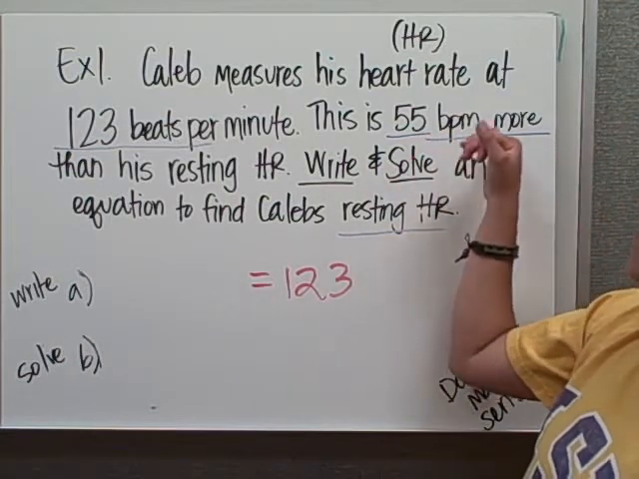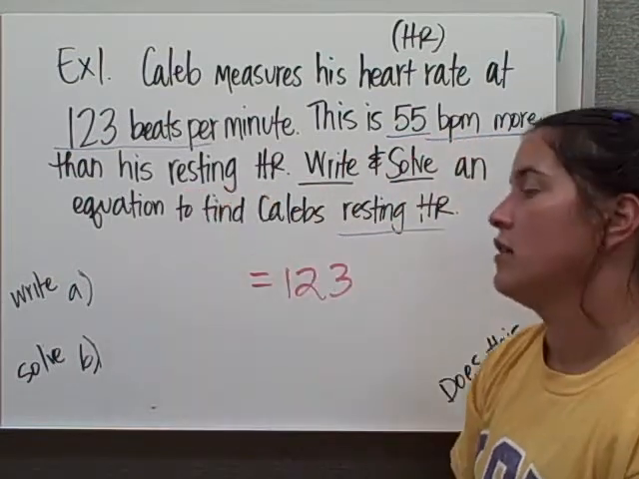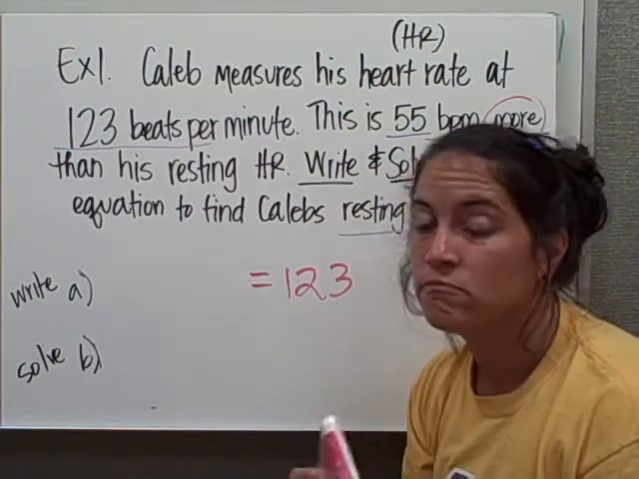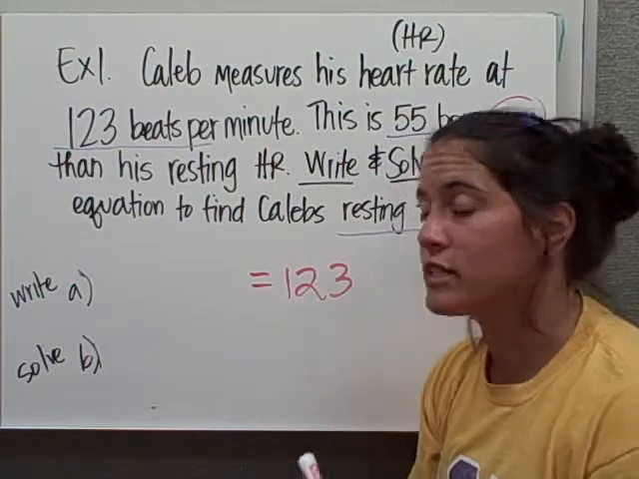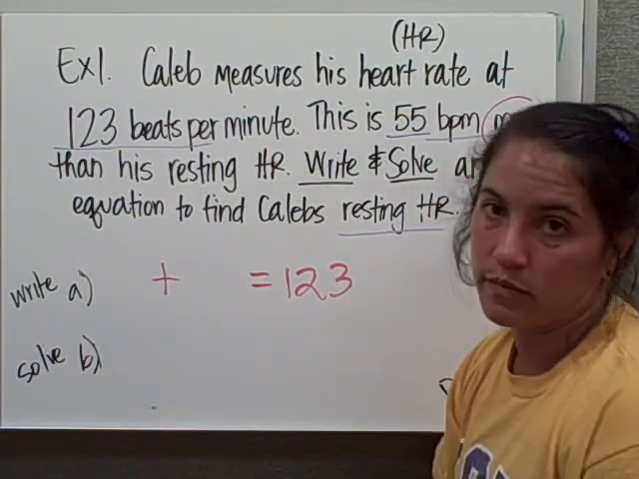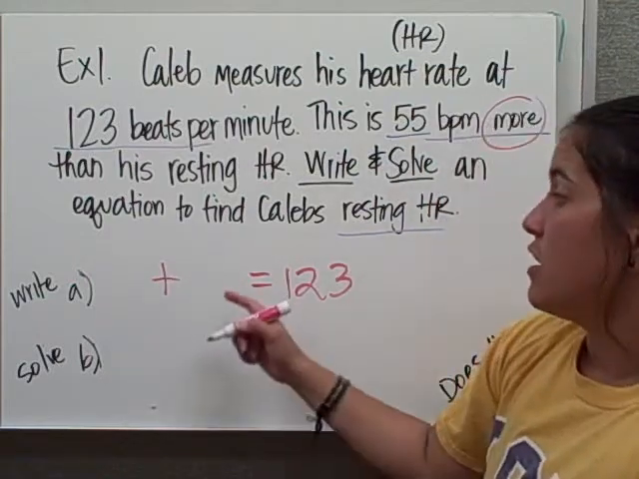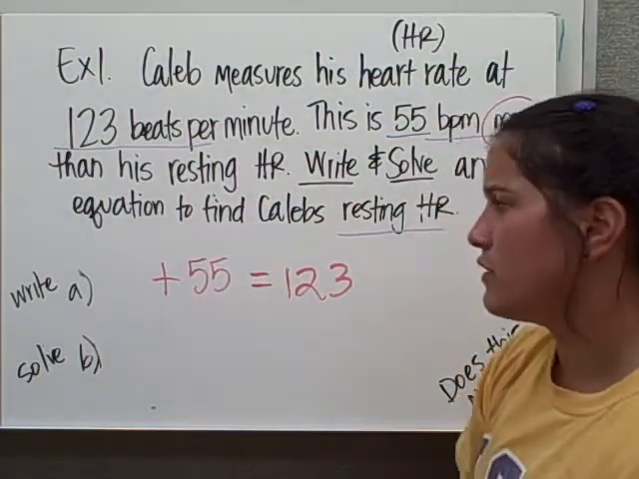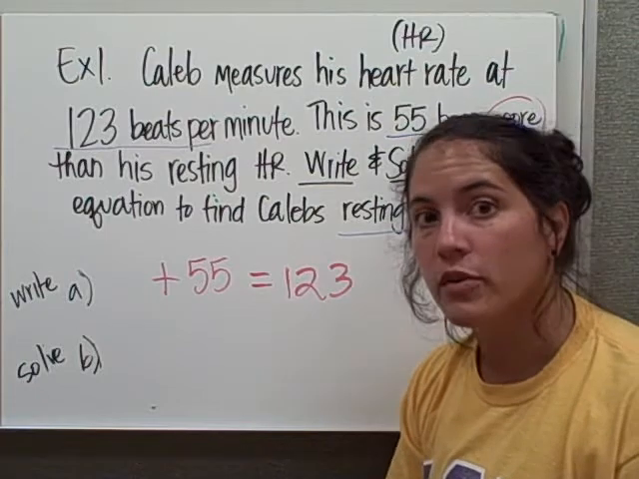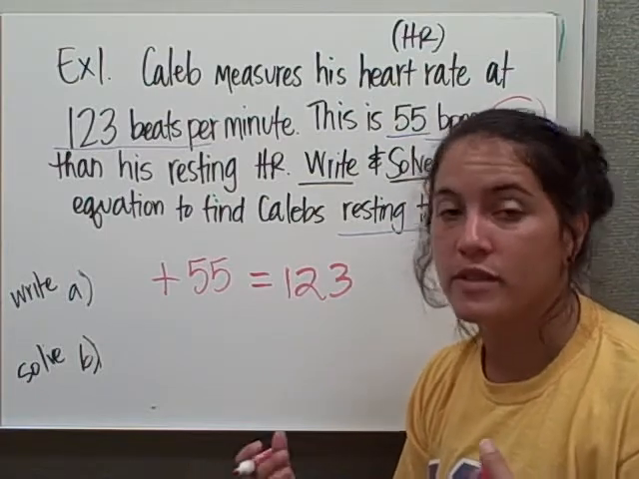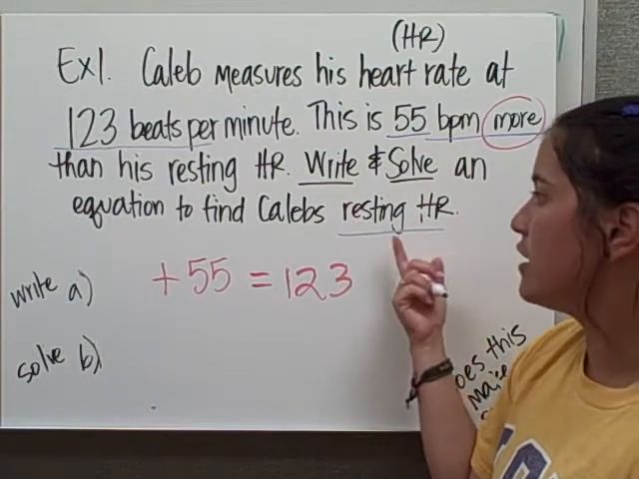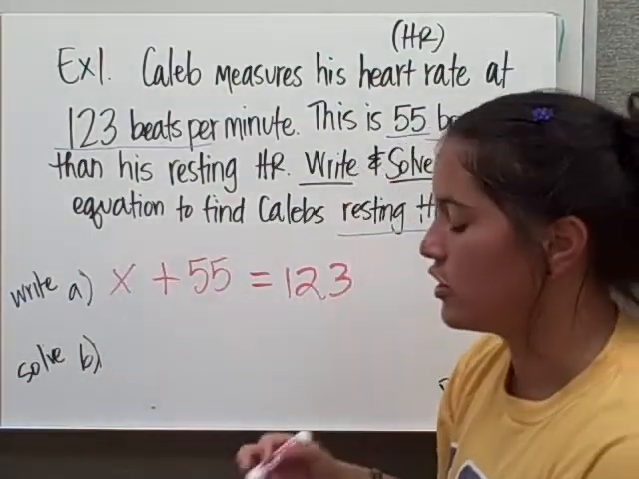This is 55 beats more than his resting heart rate. So let's talk about this word more. That means higher or lower? Higher. So higher translates to an addition problem. So then we know we're going to add 55 to something, but what are we going to add 55 to? If you don't know what it is, that's when you use a variable. You could use X, you could use R for resting heart rate. I'm just going to use X because that's very generic.